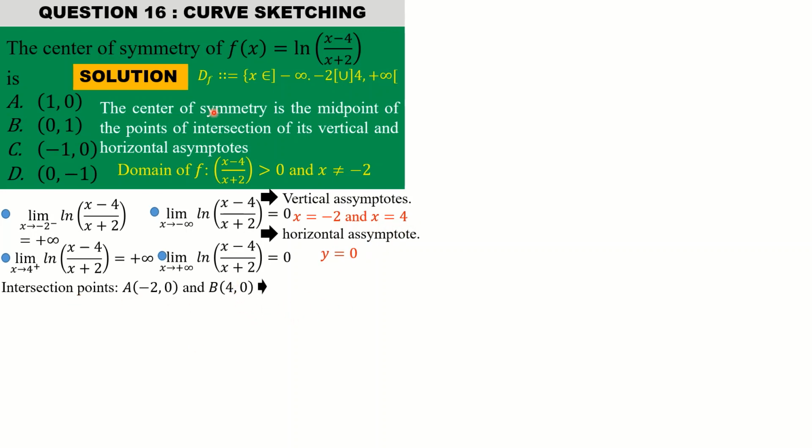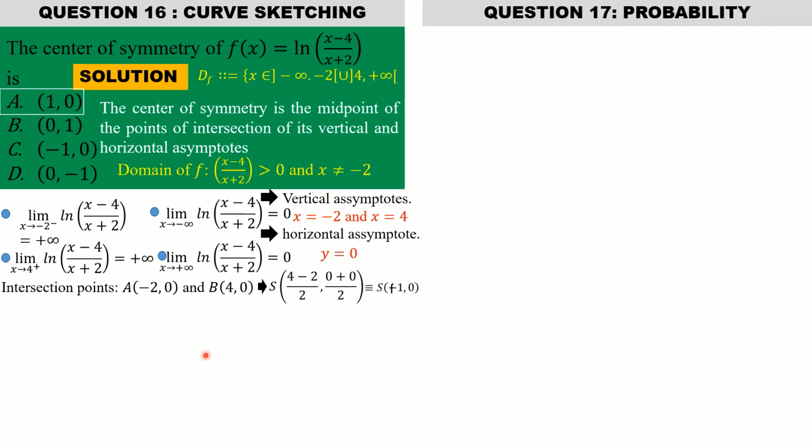Now my center of symmetry is going to be the midpoint of these 2 points because there is more than one point of intersection. How do I find the midpoint between 2 points? I add their x coordinates and divide by 2, I add their y coordinates and divide by 2. From there I get the center of symmetry to be (1, 0) and not (-1, 0). So here is supposed to be positive 1. So let's take note. Alright, so doing that, you see the response is A. As easy as that. Now let's go to question 17.